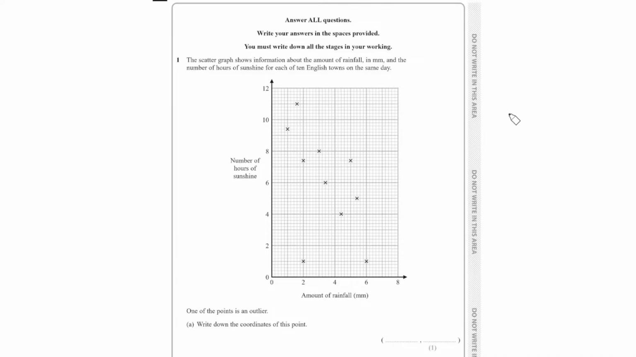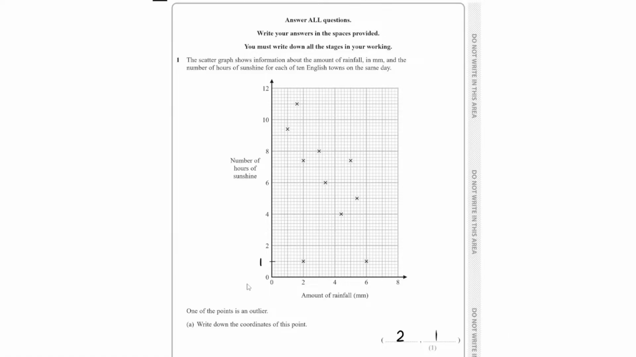So we've got here, the scatter graph shows information about the amount of rainfall in millimeters and the number of hours of sunshine for each of 10 English towns on the same day. One of the points is an outlier. Write down the coordinates of this point. It should be pretty obvious with the scatter graph ones. In this case, obviously it's the one down here, right? Because otherwise you can follow this kind of trend line. So it's not the one at 6, that one does kind of follow the trend. It's this one over here at the 2. So exactly, 2 for X, and then you can see here, that's 1 for Y, so 2, 1.